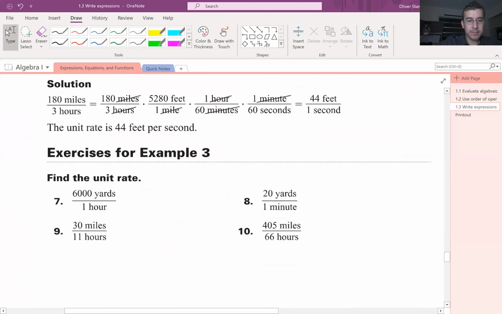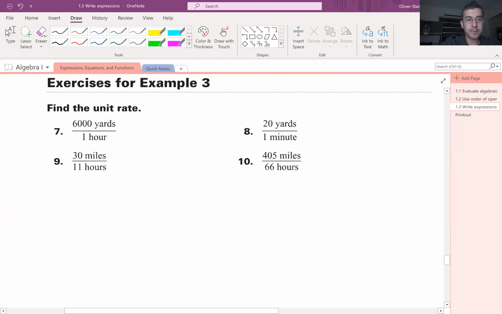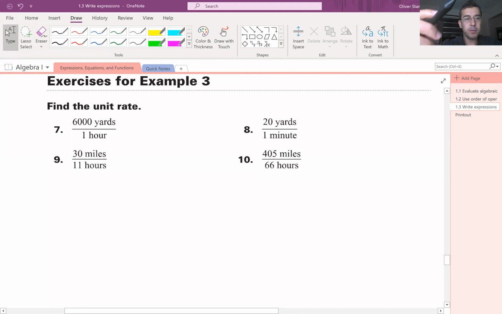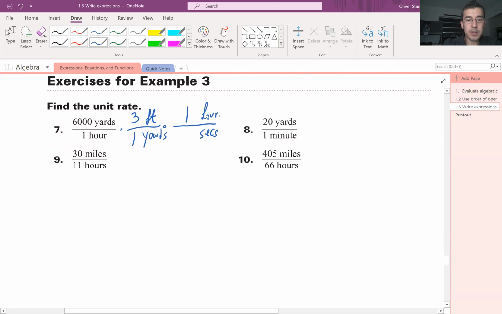Next is 7. 7, 8, 9, and 10 are very similar in nature. Here we have to find the unit rate, and the unit rate is feet over seconds. So that's what we're targeting, to get feet on top over seconds. Yards are going to cancel out with yards, and 1 yard has 3 feet. Then hours cancel out with hours, and 1 hour has 60 minutes and 1 minute has 60 seconds. So 60 times 60 is 3,600. We're going to end up with feet over seconds.